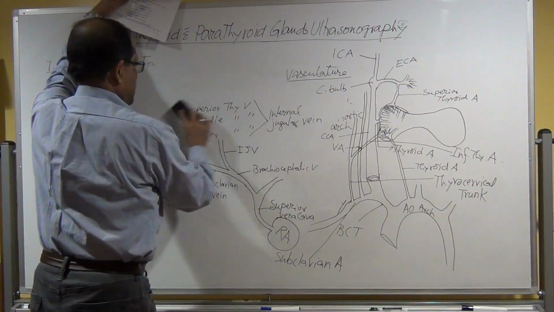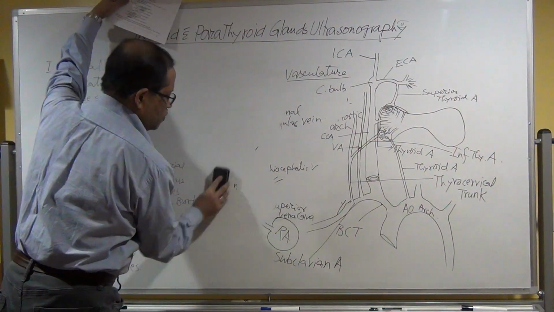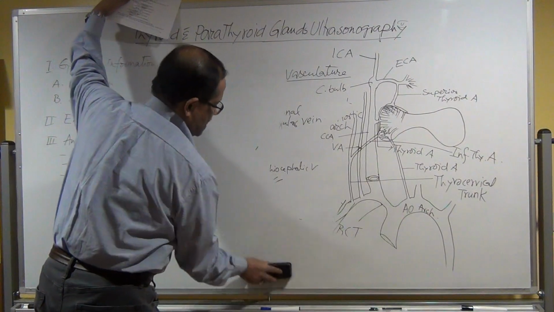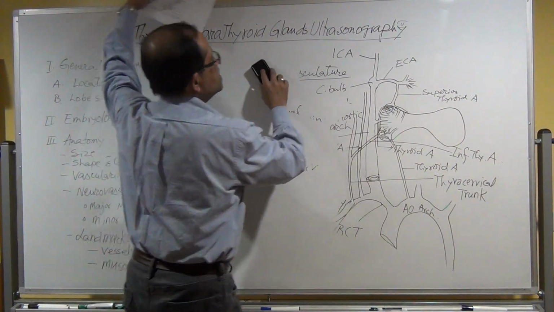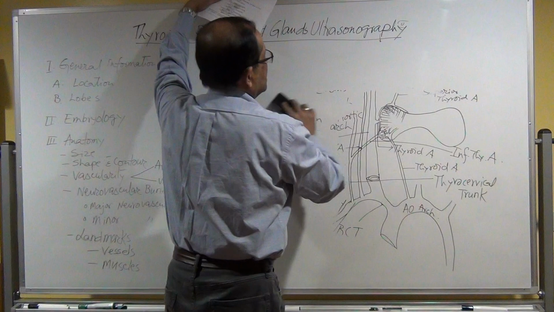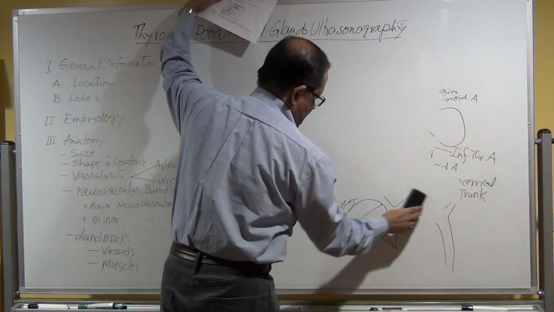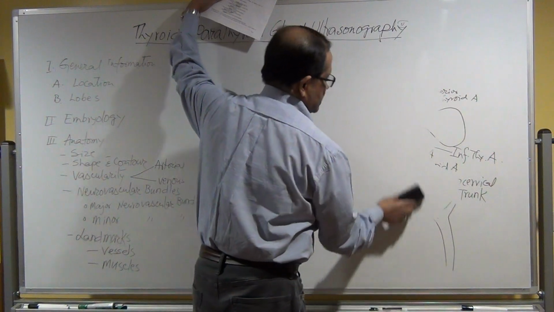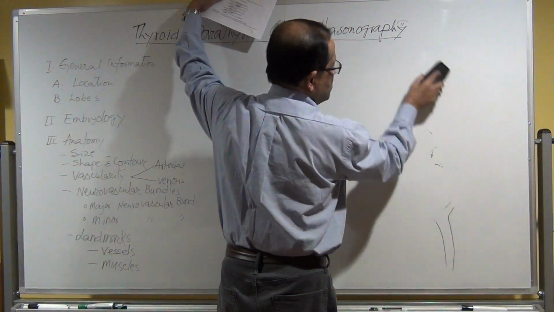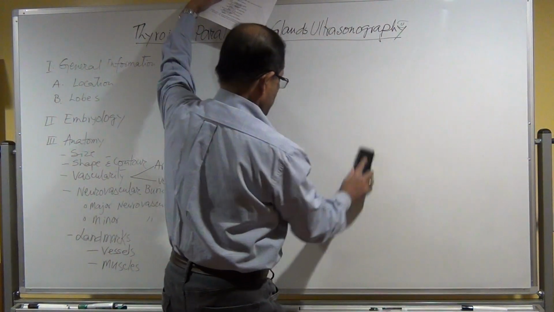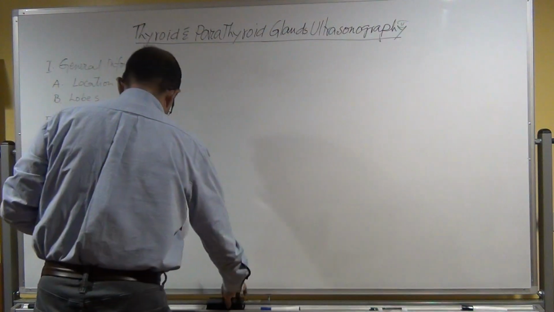So now I will talk about the neurovascular bundle. There are some nerves that run along with the vein and artery. There are major neurovascular bundles and minor neurovascular bundles.